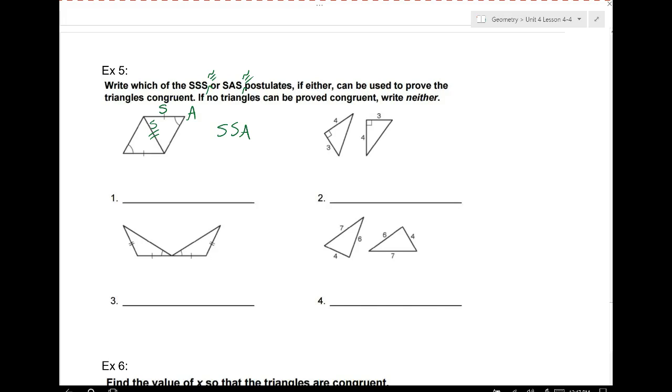All right, anyway, here's the thing. Why isn't it SAS? Why isn't it side angle side? The angle has to be where? Between the two. So basically, this is going to be what? Is it SSS? It can't be SSS because do I know the third pair of sides? So this one's what? Neither.